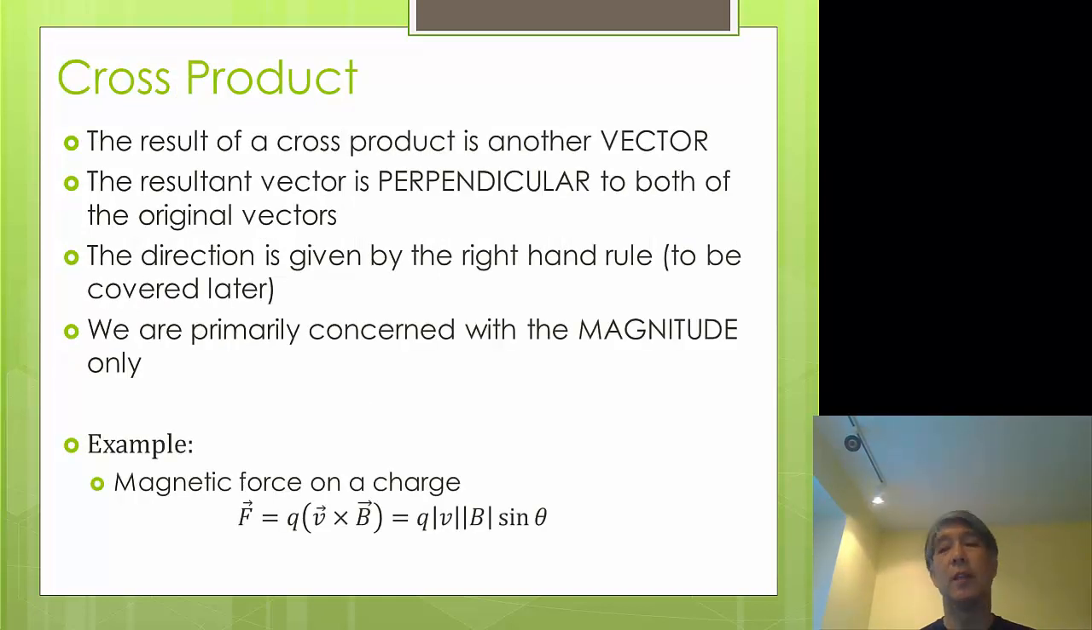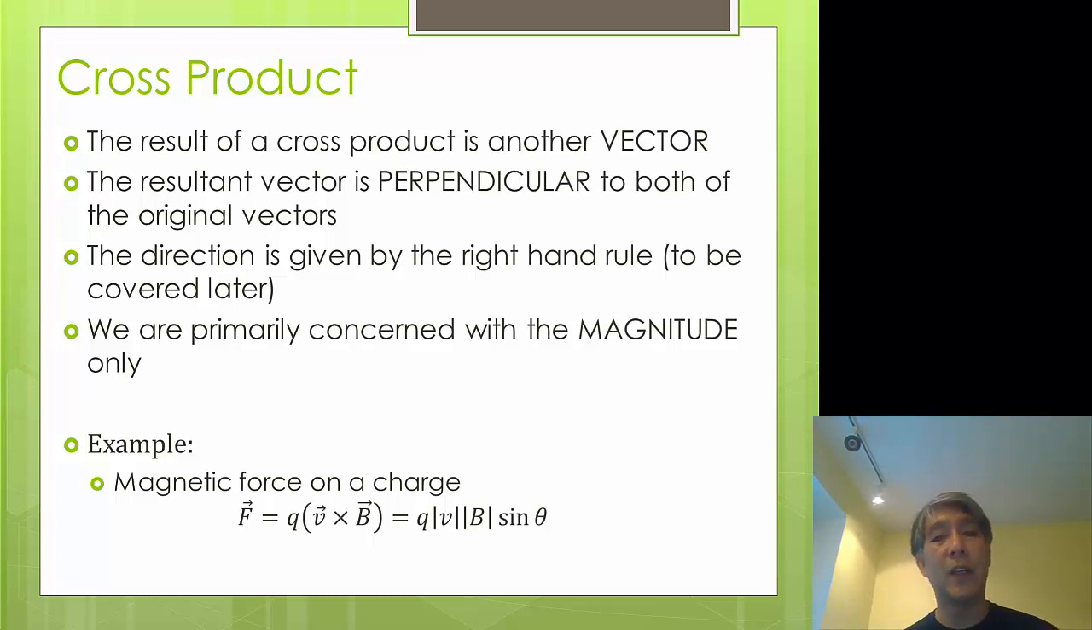The cross product you don't even discuss in IB Math. However, we run across it in different formulas, and in particular when we get into the Lorentz force, or the magnetic force on a charge. The result of a cross product is another vector. The result of the dot product that we just talked about is a scalar. But the result of a cross product is another vector.